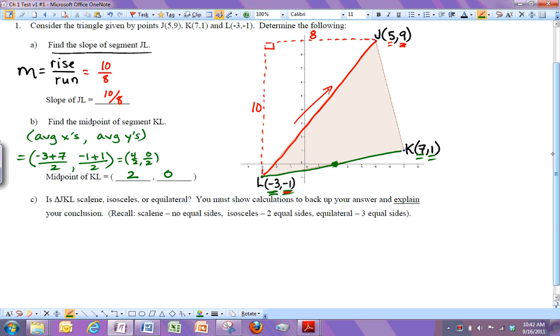Okay, so then part C. Is it scalene, isosceles, or equilateral? And just in case you forgot, scalene means no equal sides, isosceles means 2 sides are the same, and equilateral means all 3 sides are the same.